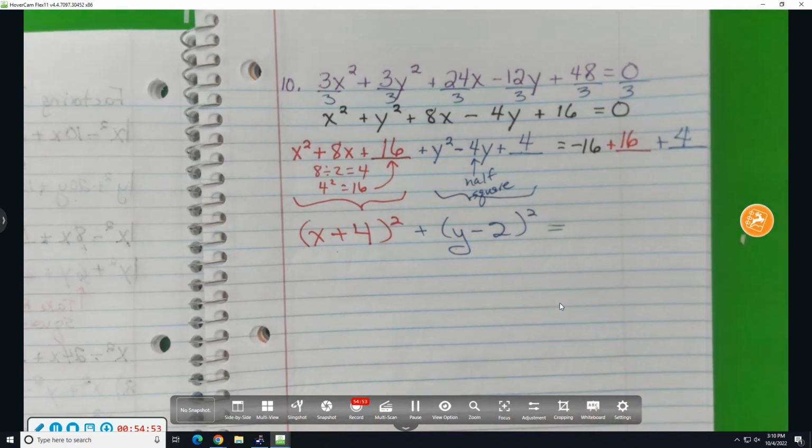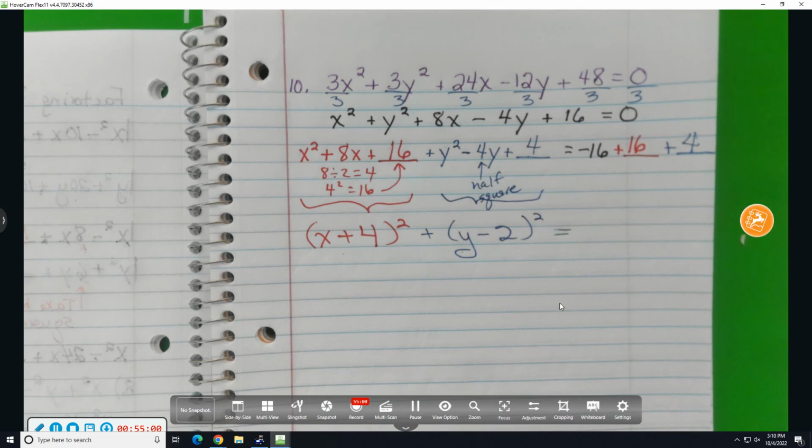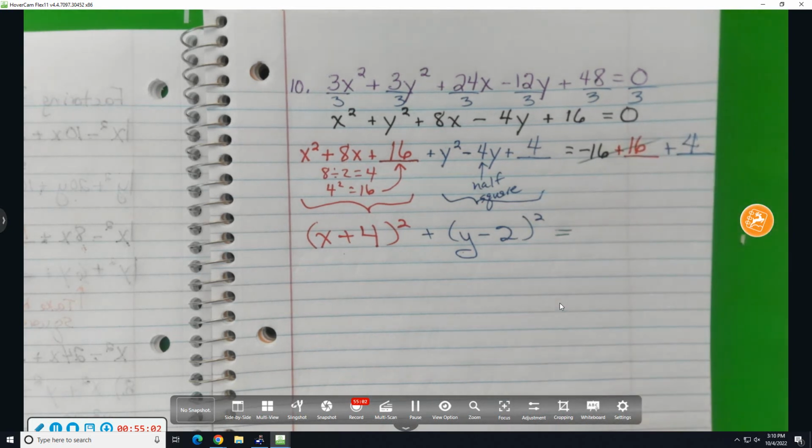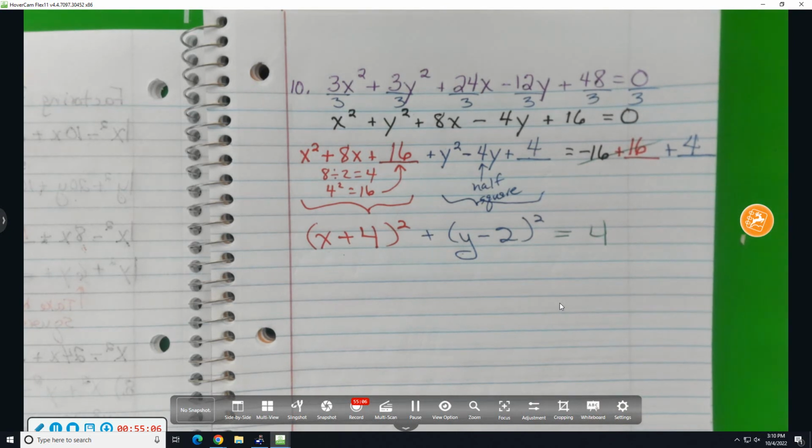And what have I got on the right-hand side? Not a trick question. 4. That's right. The negative 16 plus 16 goes to 0, leaving you a 4. Is it in the form that we need it to go change the sign, square root?